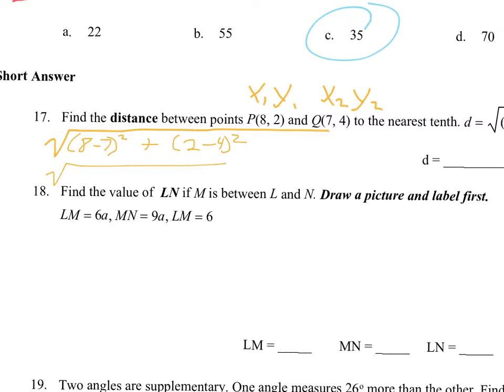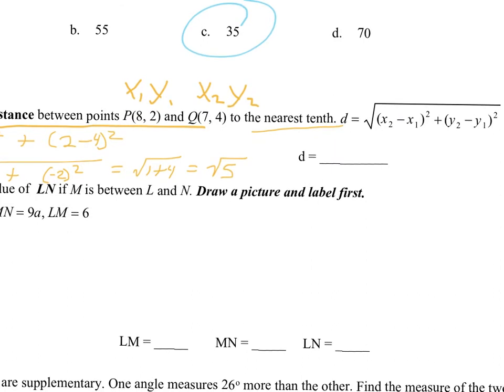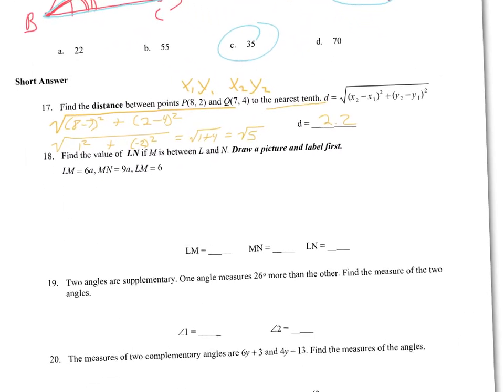8 minus 7 is 1. We're going to square that. 2 minus 4 is negative 2. We're going to square that. When we do, we end up with 1 plus 4, or the square root of 5. We can't simplify that, but it says to find it to the nearest tenth, so we're going to plug that into our calculator and let it find what the square root of 5 is as a decimal. When we do, we get 2.2.